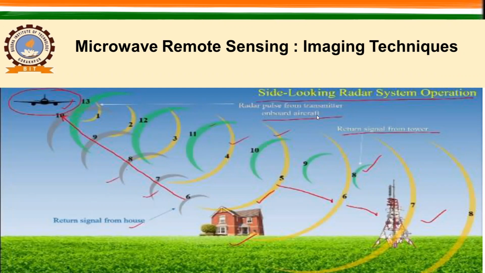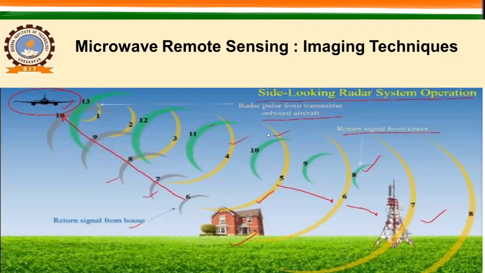Your backscattering will start. The backscattered value will start traveling towards your sensor, and at the same time, this transmitted energy will keep on traveling to your next target. And once it reaches this tower, it will again send back the next echo, right? So the backscattering will start from this tower as well as from this house.